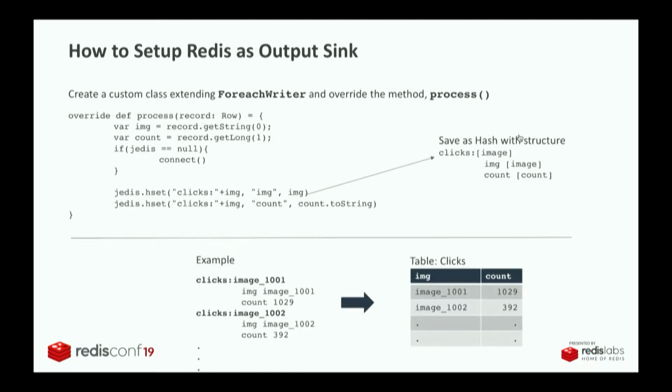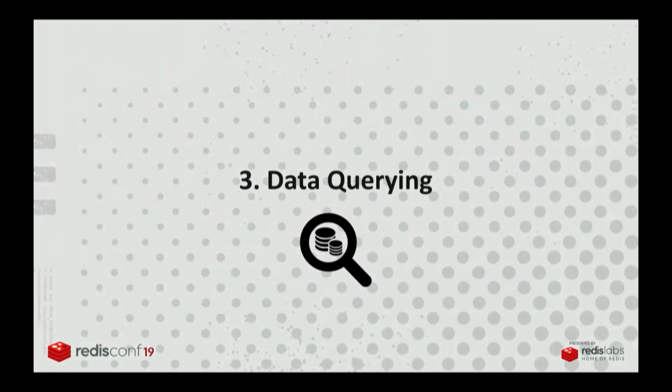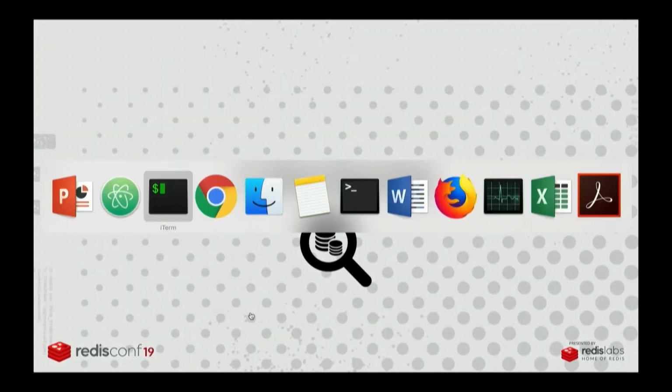So I have a process, and here, for clicks, I'm creating a new hash, and I'm writing an image and count. So this is going in like this. You can see it here. These are all hash data structures, and I'm interpreting this hash data structure as a table eventually. Fine. Okay, let's go back to our demo and see what's going on.